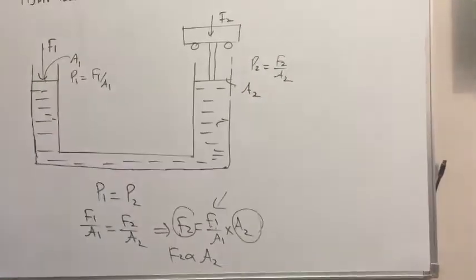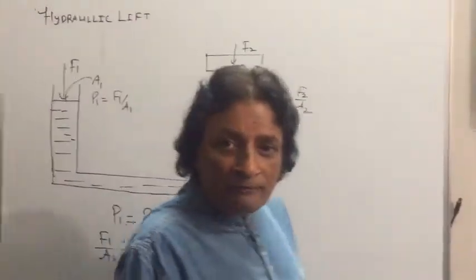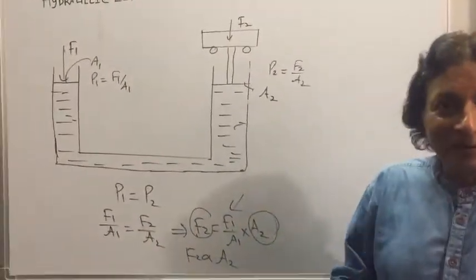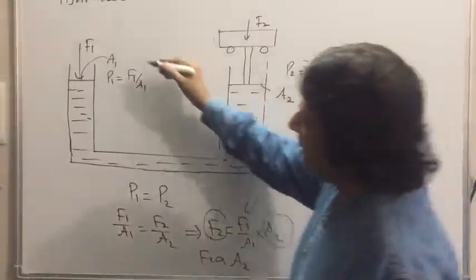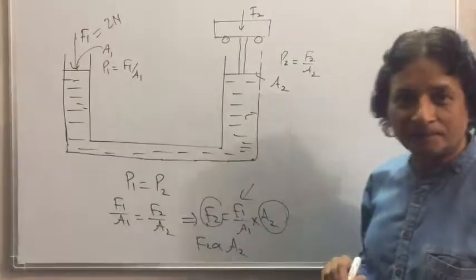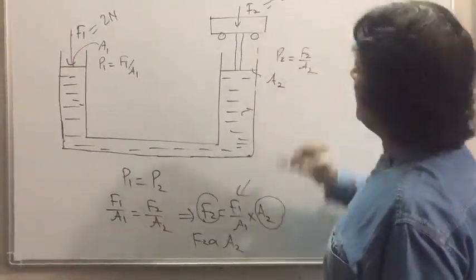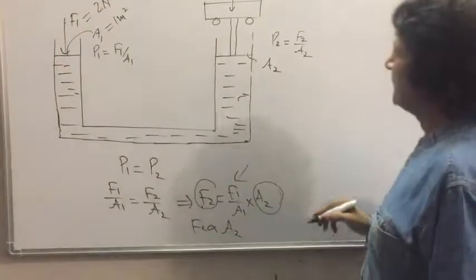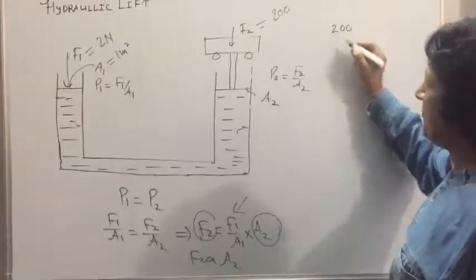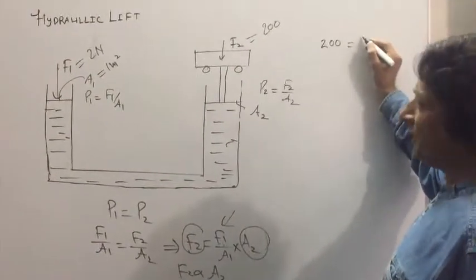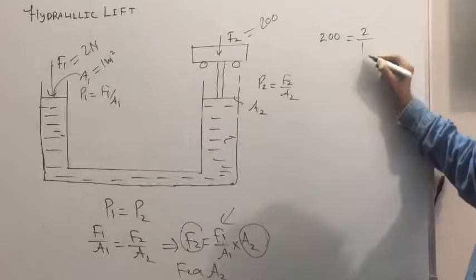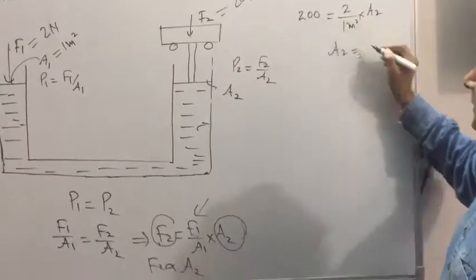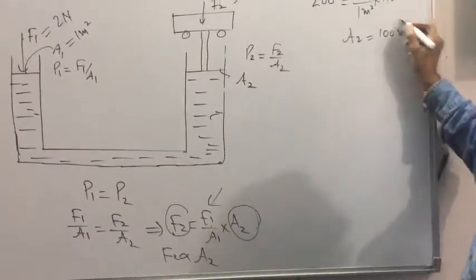So students, you can lift any heavy machinery by little effort. Suppose you apply here a force of 2 Newton and you need here a force of 200 Newton. Here area of cross section is 1 meter square. So how can it be 200 F2? F1 is what? 2 Newton. A1, area of cross section, is 1 meter square. A2 you have to find. A2 is what? 200 by 2, that is 100 meter square.